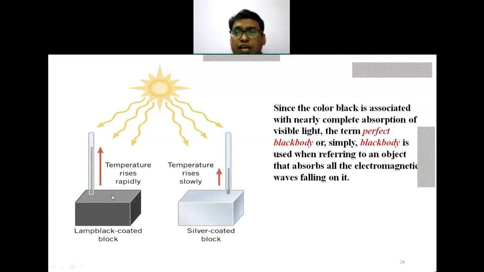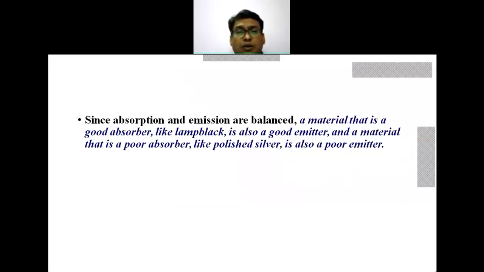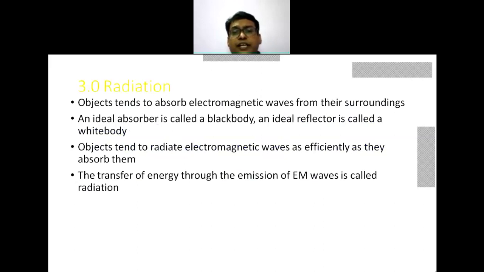Now, since the color black is associated with nearly complete absorption, a black body, for example this lamp black coated block, shows a faster rise in temperature as compared to the silver coated block. A material that is a good absorber like lamp black is also a good emitter, and a material that is a poor absorber like polished silver is also a poor emitter. Those which are good absorbers are also good emitters.